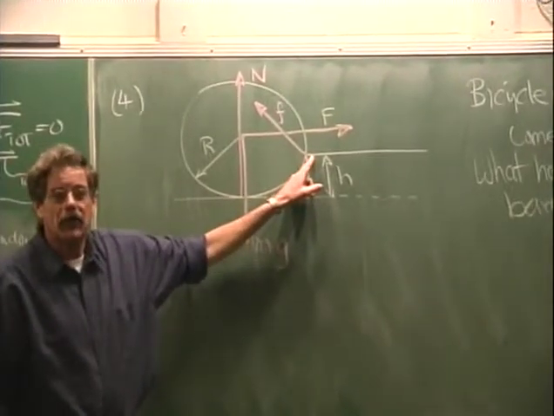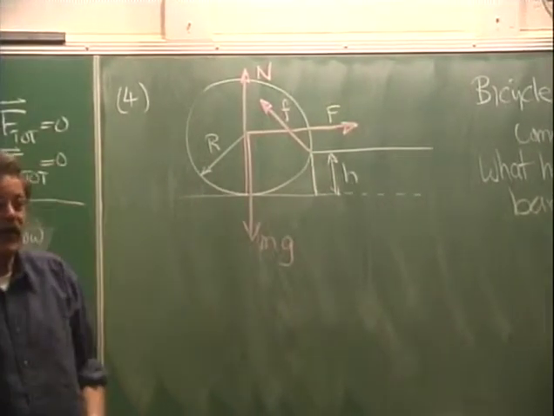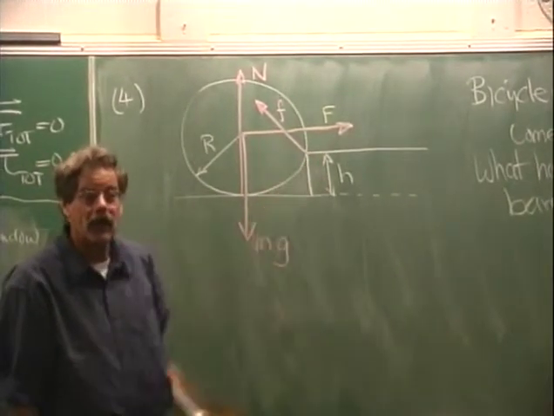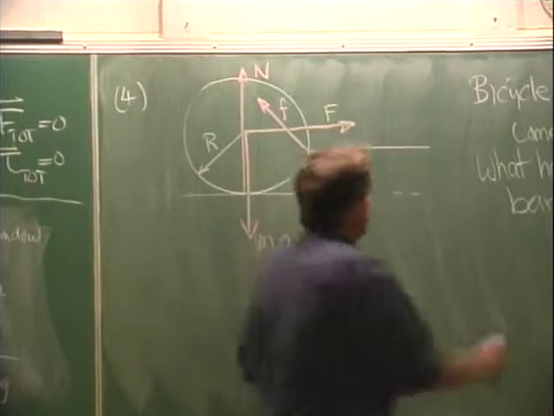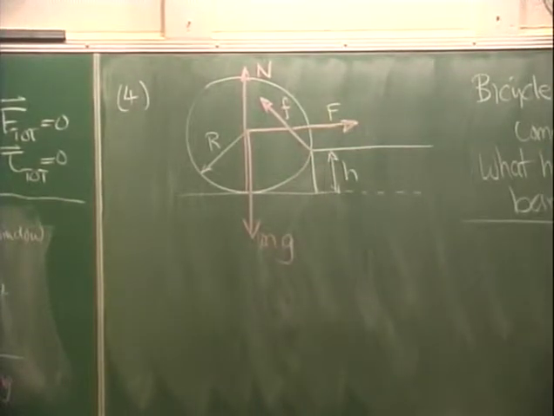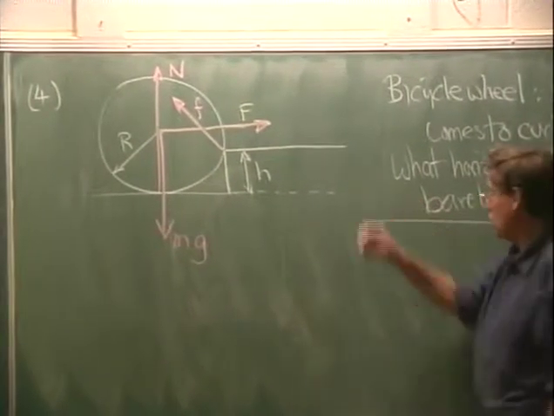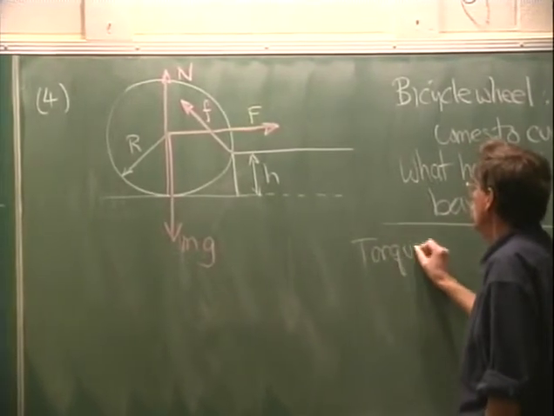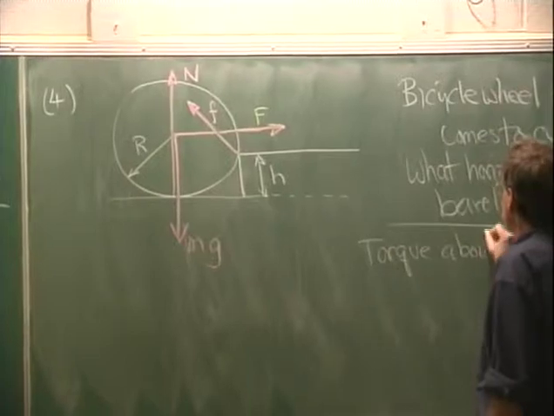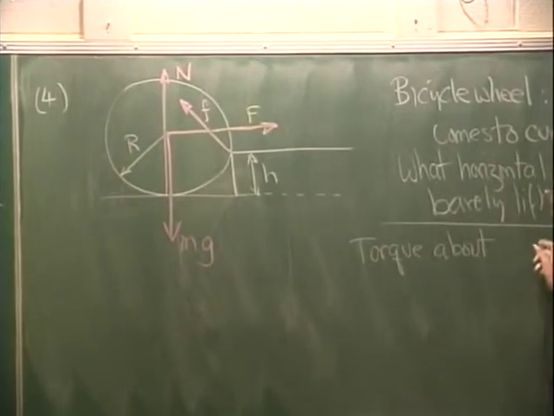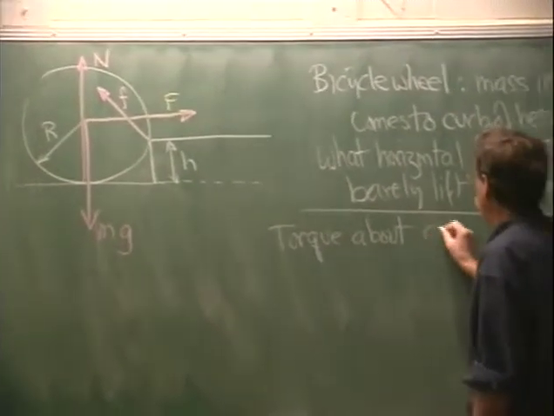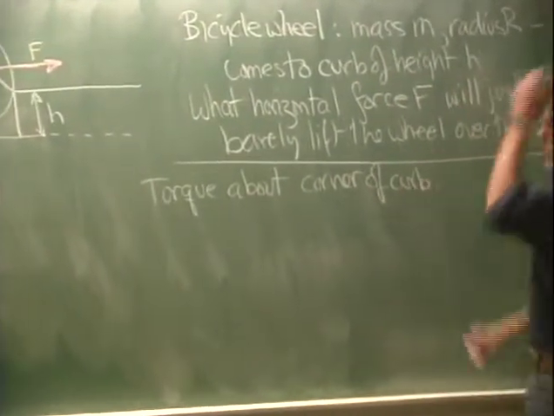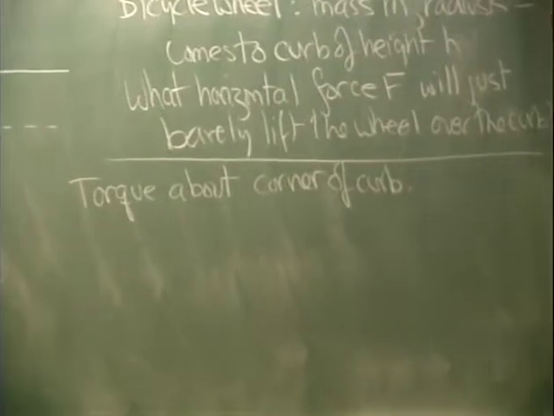The resolution to that problem, the fact that I don't know what that force is, is to analyze torques about that point, then I never need to know. So this is one of those problems in which I don't need the force equations at all. So let's just go straight to the torque equation and do torque about the corner of the curb. What are the torques about the corner of the curb?